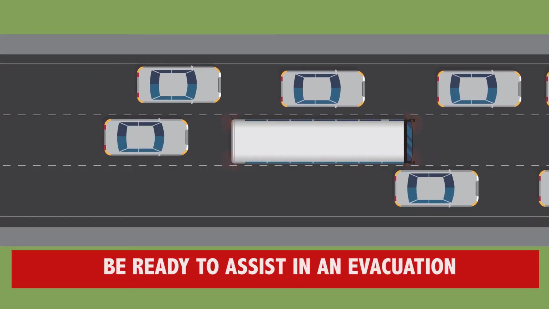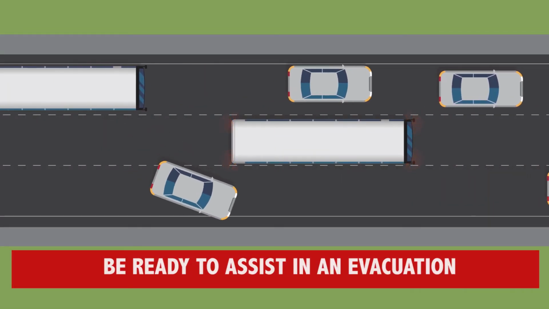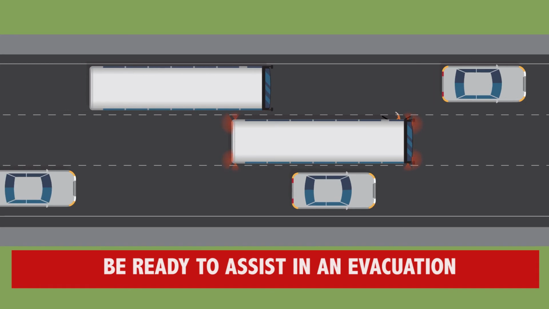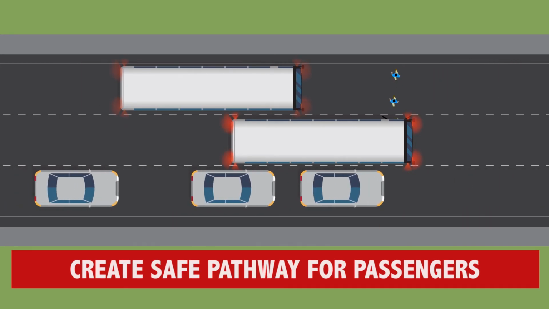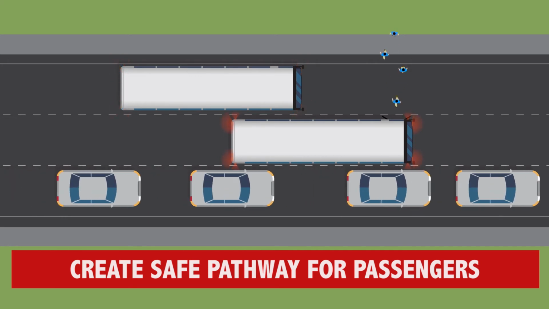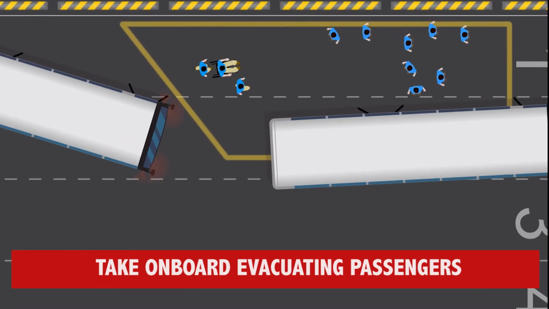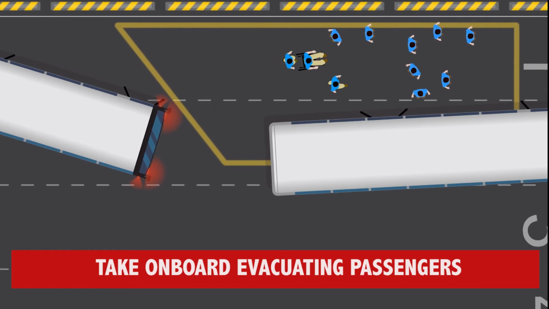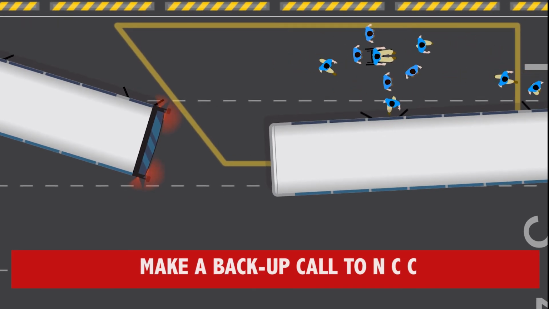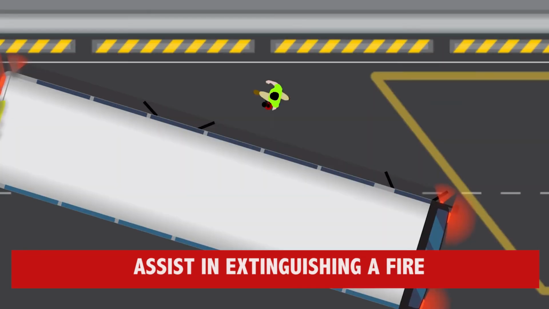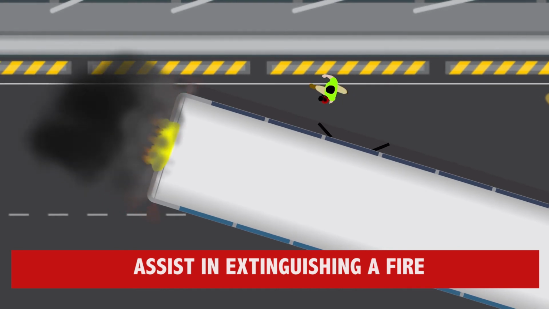Don't forget you could come across an evacuation in progress and you could assist in a safe evacuation. You could create a safe pathway for passengers or take on board evacuating passengers. You could provide lane blocking. You could make a backup call to NCC to update the situation. And if safe to do so, you could assist in extinguishing a fire.